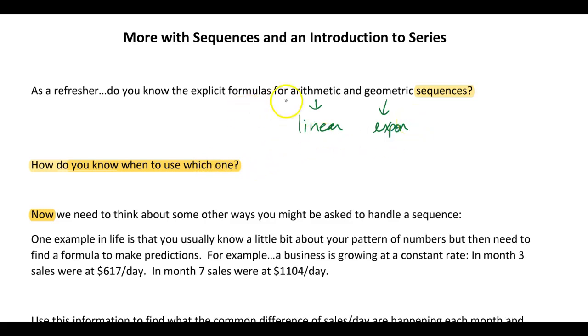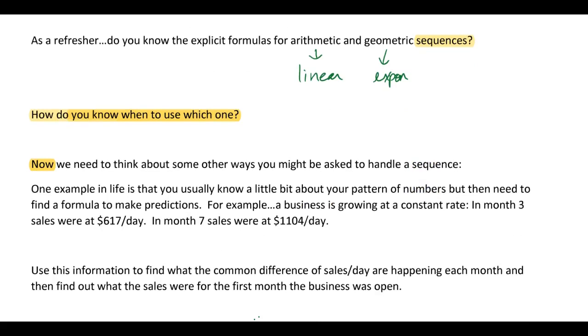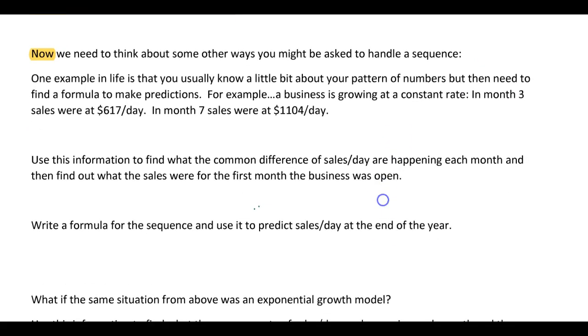And remember, arithmetic's when you're adding or subtracting the same thing each time, and geometric's when you're multiplying or dividing the same thing each time. So now, sequences can come in the real world as well.